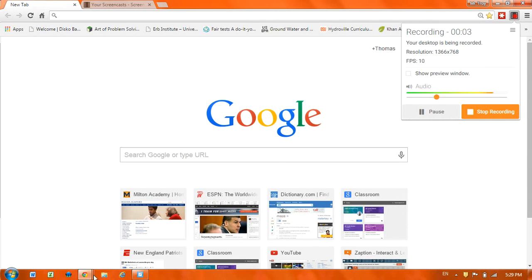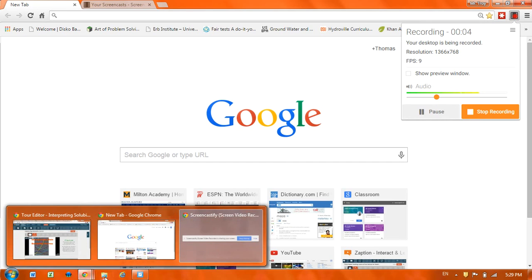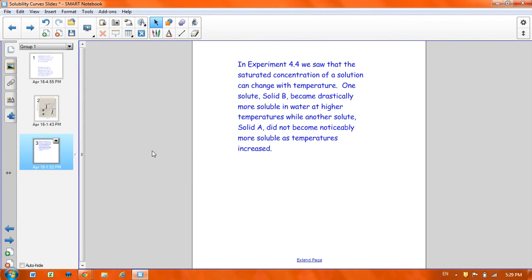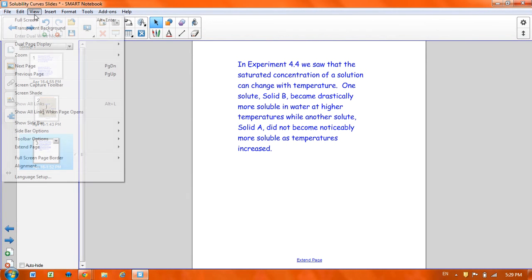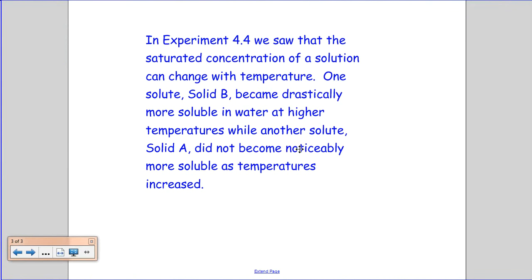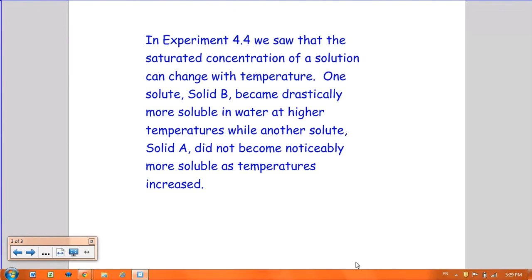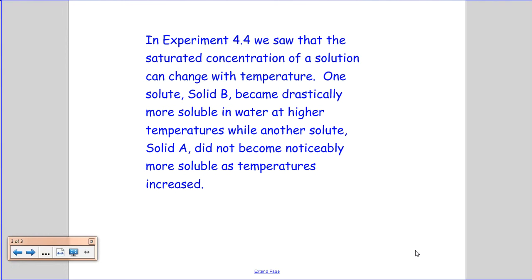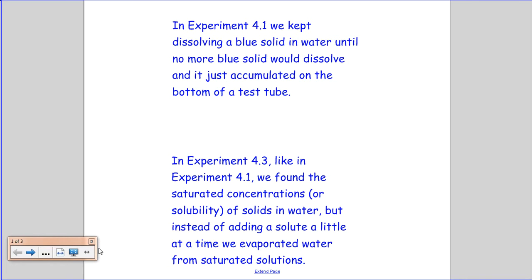In this video, I'd like to talk about the three labs that we've done most recently. Experiment 4.1 with the blue solid, experiment 4.3 with the two evaporating dishes, and experiment 4.4 with the temperature baths.